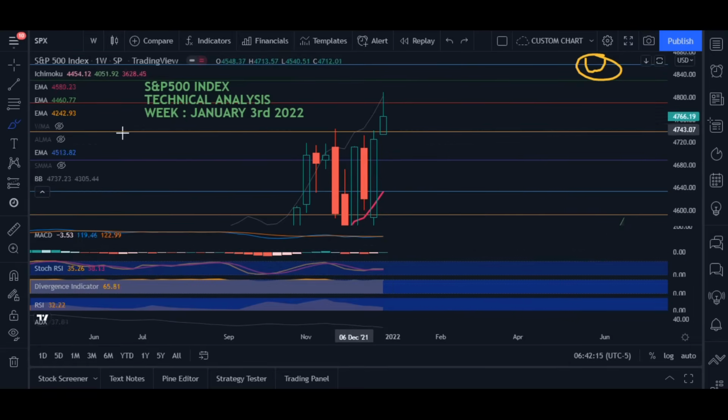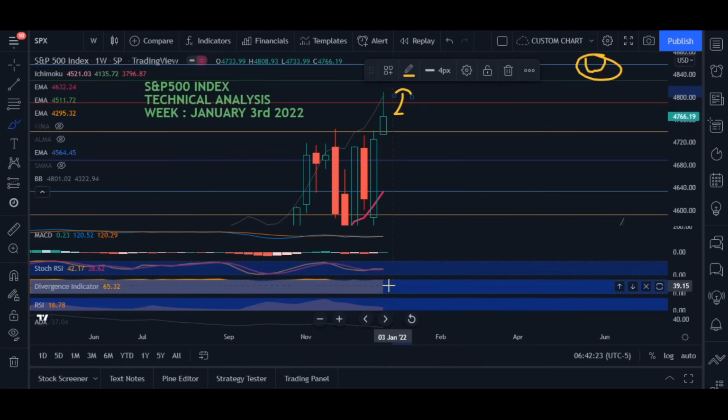70 or 71. So if in the coming week, market holds here or moves up on the weekly chart, then the divergence will further increase to like 68 or maybe 69, maybe 70. And then in the second week of January, when the divergence will hit the criticals, then you can expect the market to come down heavily.